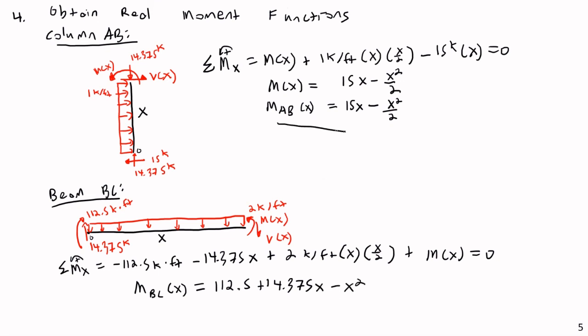So we have now our two real moment functions. We have the moment function on AB and the moment function on BC. So we have now finished our first main step, which is to fully analyze the real system. Next, we're going to move on to analyzing the virtual system.